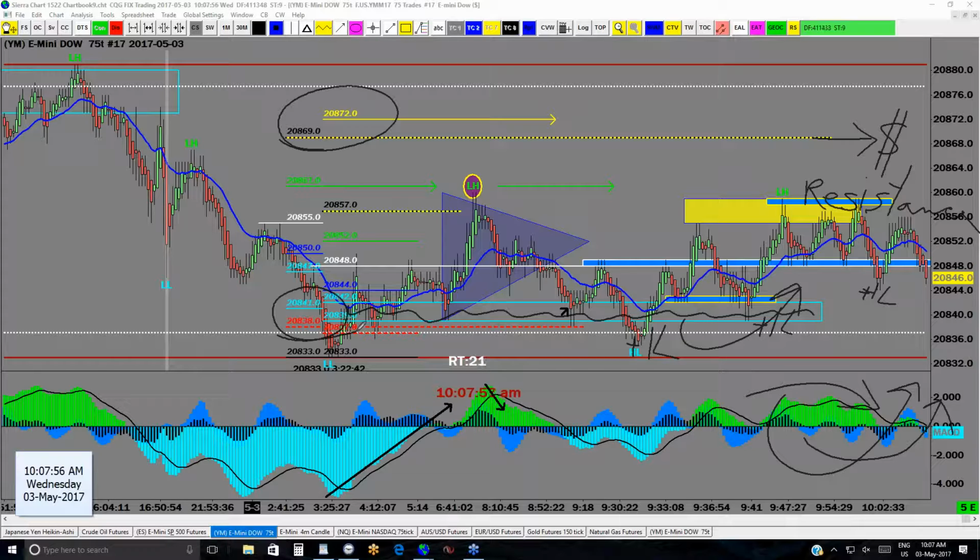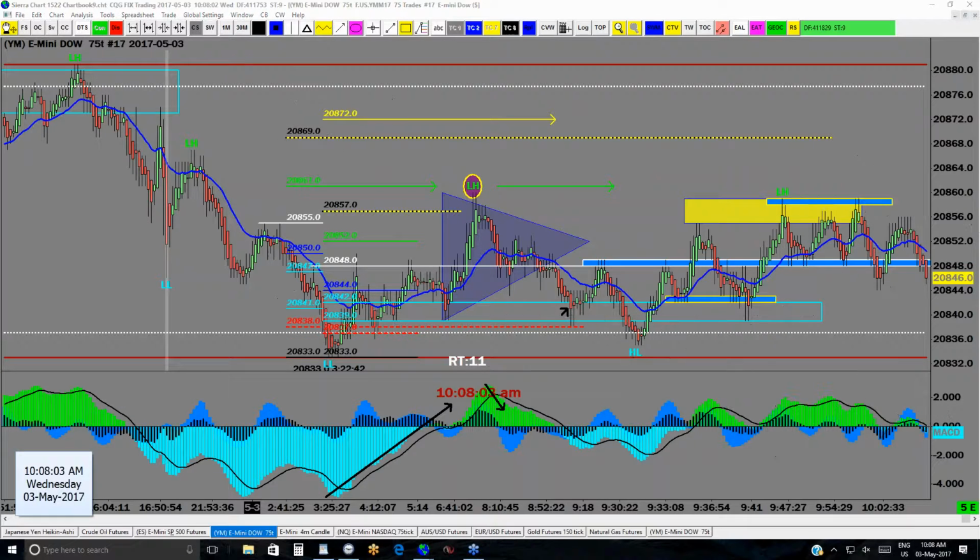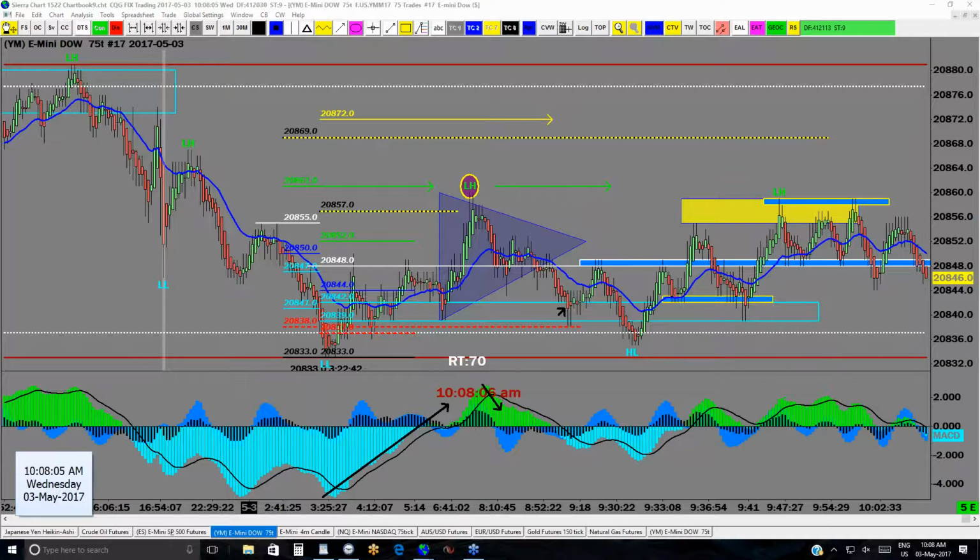Want to see some higher lows. Let me take all that off for continuation to target. Come back and keep you posted.